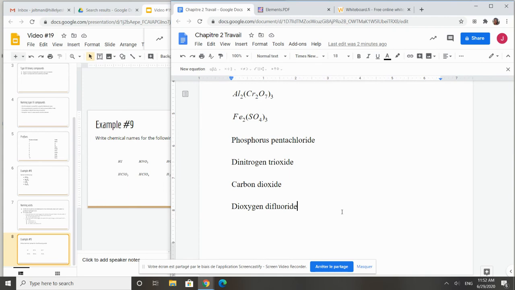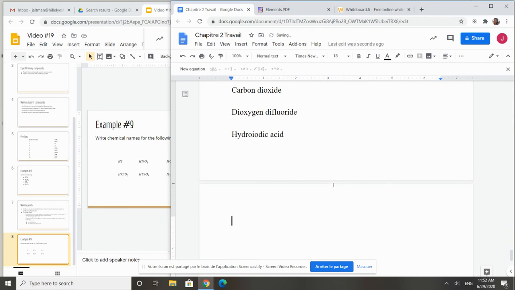So the first one, HI, this does not contain oxygen. So this is hydro, and then it's iodine, so hydroiodic acid. The next one, I go to my polyatomic ion sheet. I see that NO3 with a minus charge is nitrate. So this is nitric acid.